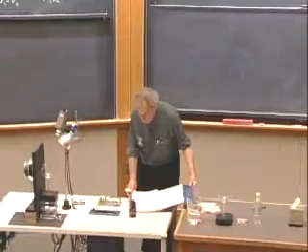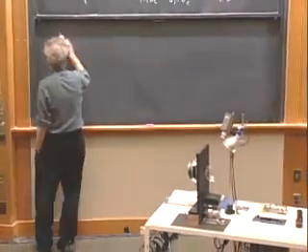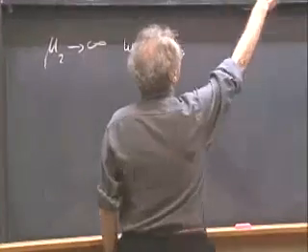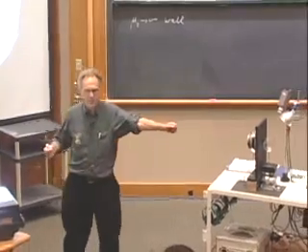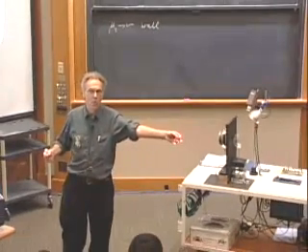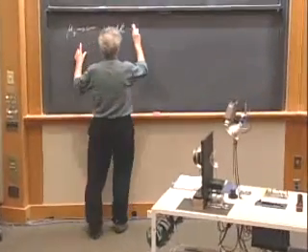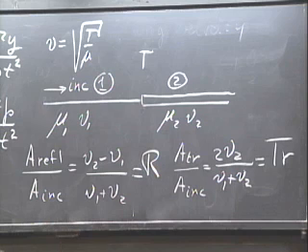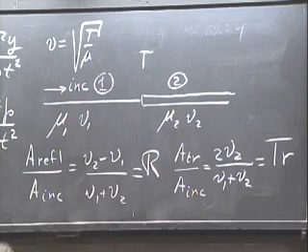The first thing I did was I said, suppose mu2 is infinitely high. In other words, that medium 2 is a wall. That means the string number 1 cannot move, it's fixed at the end. So that means v2 is 0. And we go to this equation and we find that R equals minus 1. v2 is 0, you get minus v1 over v1.